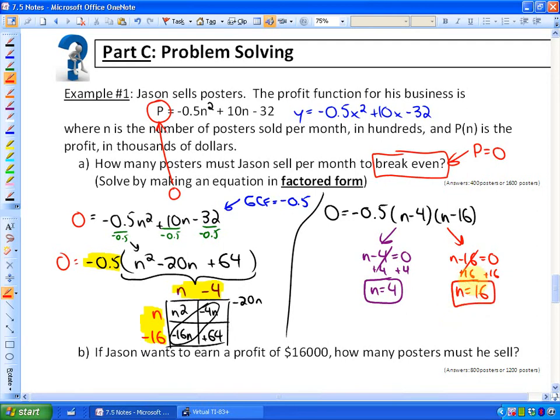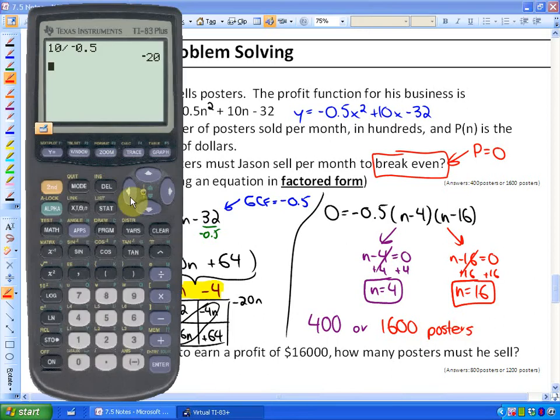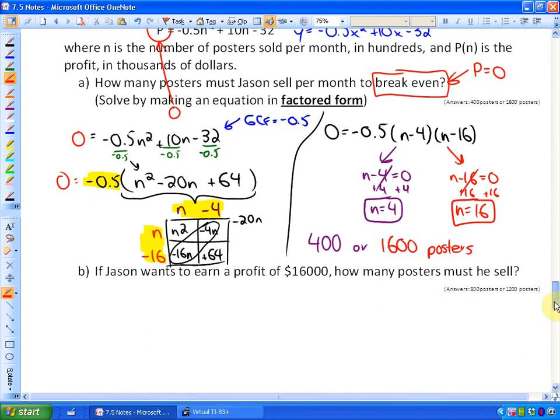Now the last thing we have to look at is the context here. N represents the number of posters sold per month in hundreds. So in order for him to break even, he would have to sell either 400 or 1,600 posters. And as you can see on the graphing calculator here, this would be 400 represented by 4. This would be 1,600. That's where he would break even. Let's look at the next question.